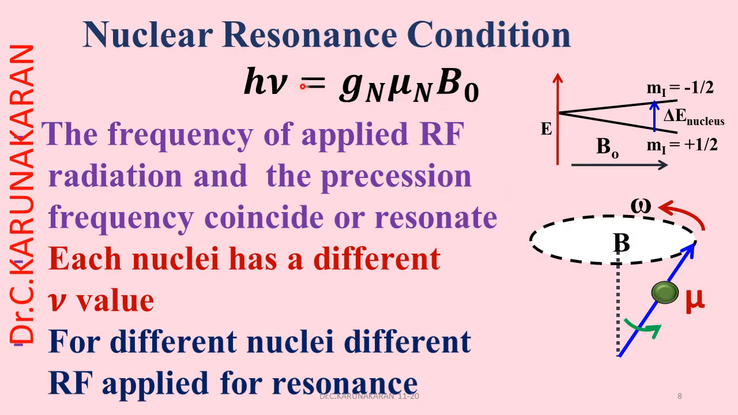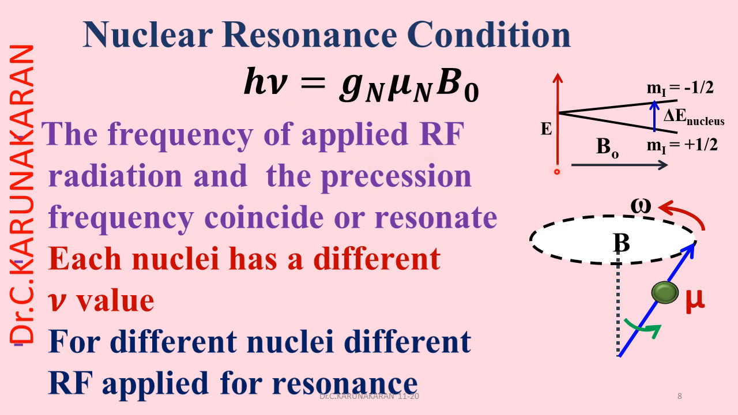In this, we will study the nuclear resonance condition. What is the nuclear resonance condition? When the energy of the radio frequency radiation is equal to the energy gap, the transition between the nuclear spin states or electron spin states will occur. It is given by the expression: the energy gap between the two states, from the previous slide, is Gn mu n B naught, and delta E is equal to h nu. Therefore, h nu equals Gn mu n B naught.